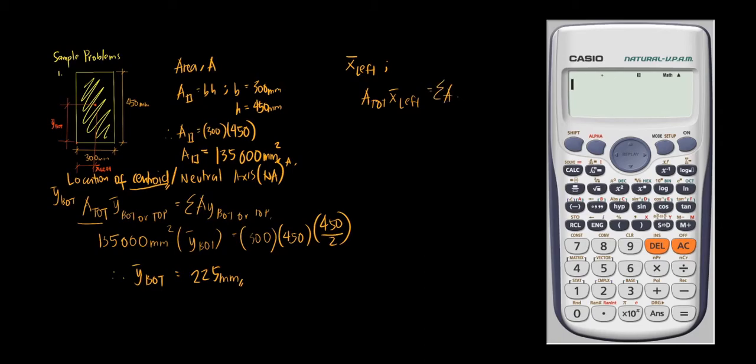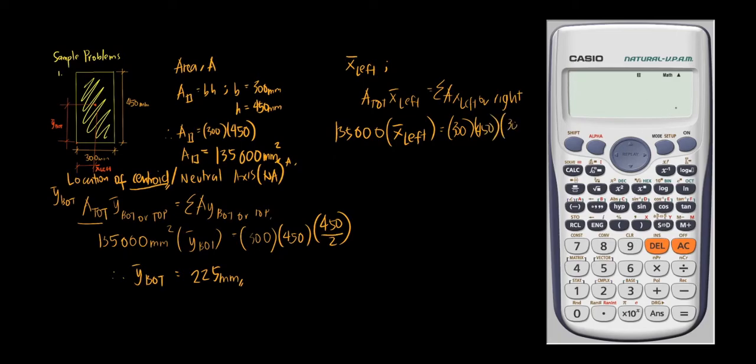For x bar left, same procedure, Varignon's theorem. I hope you're aware of that. So your total area times x bar left equals the summation of the individual areas A multiplied by the individual distances from the left, or the right, of the local centroids.